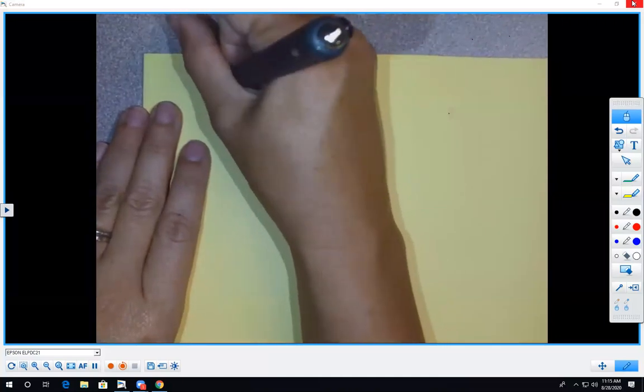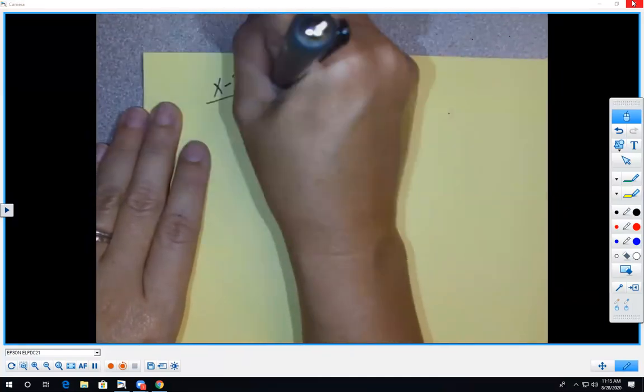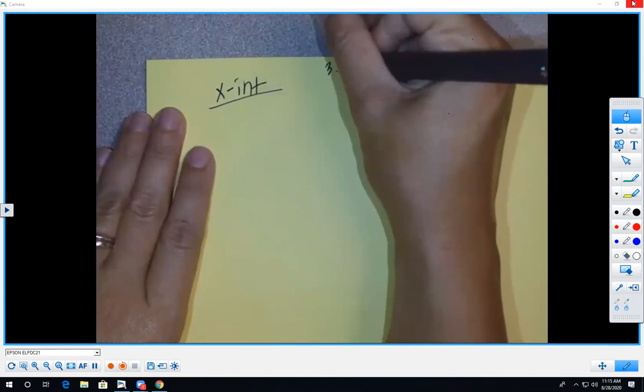Okay, so last time we ended on x and y intercepts. Let's review that real fast. Let's do one problem of that, and then we will move on to the next couple things. Okay, so x and y intercepts. This is section 3.3, review.